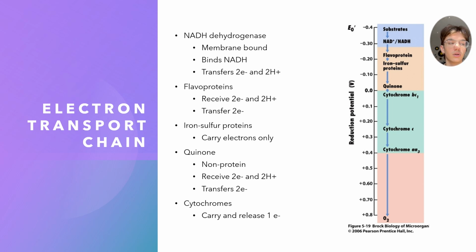This is a membrane-bound protein, and it binds NADH. It transfers 2 electrons and 2 protons to the flavoproteins, which receive those 2, and then transfer 2 electrons to the iron-sulfur proteins, which only carry electrons to the quinones. These are non-protein electron carriers, and they receive 2 electrons and 2 protons and transfer 2 electrons to the cytochromes, which carry and release 1 electron each, all the way down to oxygen.